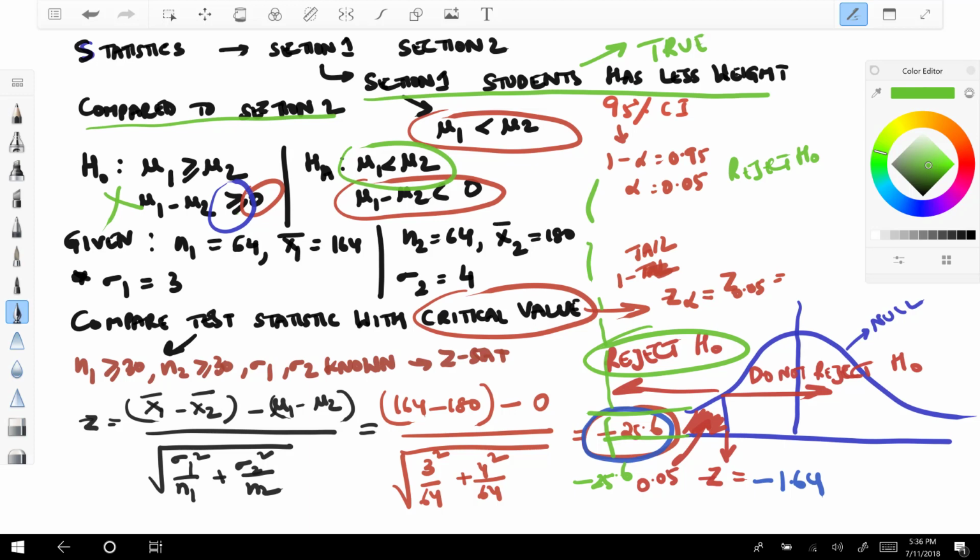So this concludes our lecture on comparison of two means with known variance, that is Z stat.